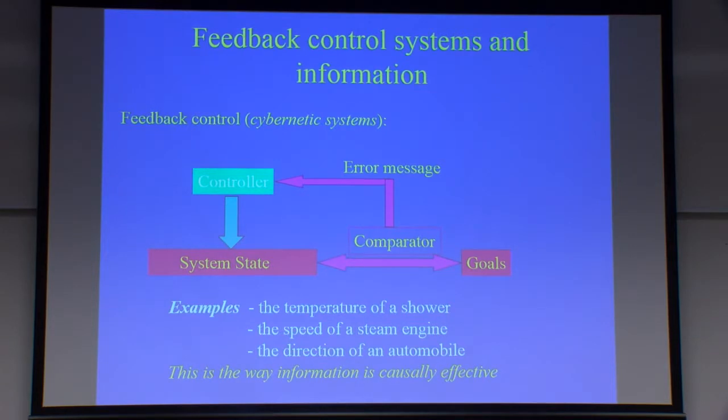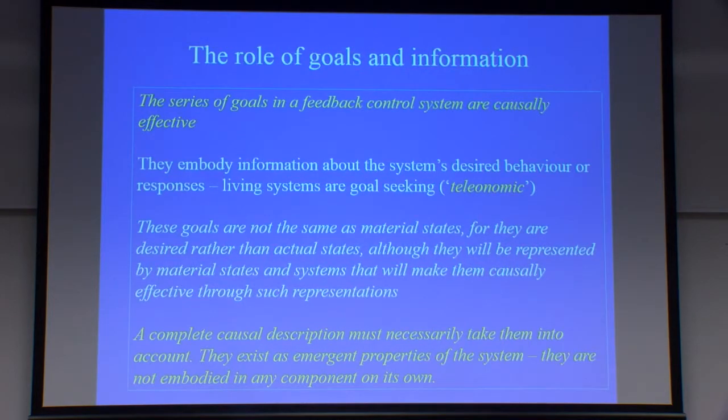Now, the point about this is that this only works if you connect the thing together, and the thermostat I had last time is an example like this. If you cut one of the wires in the system, all of the components will still be there. Every part of the system will be there, but if you cut the wire whereby the information feeds back, the system won't work. That's why it's an emergent system. And the goals in a feedback control system are causally effective. They involve information about the system's desired behavior or responses.